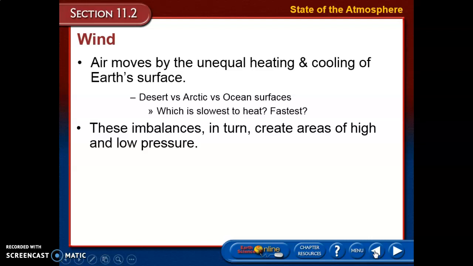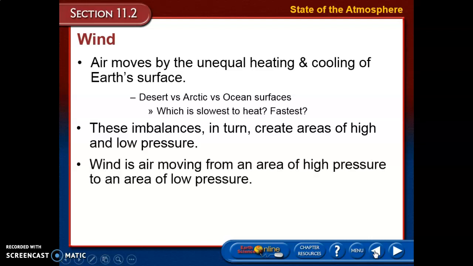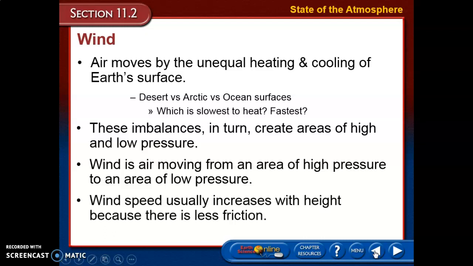So remember, all parts of the Earth don't always heat the same, depending on where you're at, the equator or the poles or somewhere in between. You're going to get differing amounts of energy, heat from the sun. And also depending on if you're water versus sand versus soil versus stone, all those things heat up differently and hold heat differently. Wind itself is moving from areas of high pressure to areas of low pressure. And wind speed usually increases with height because there is less friction up there.